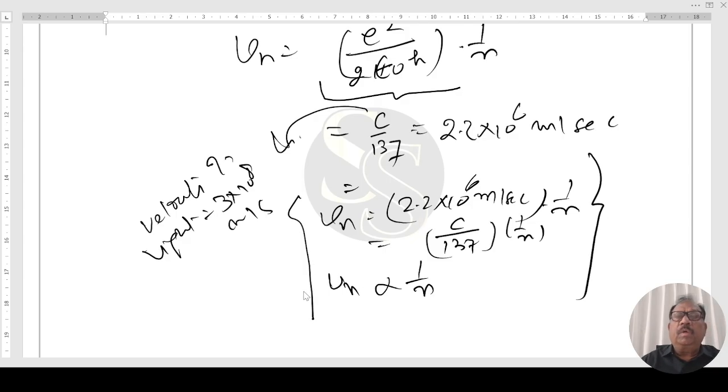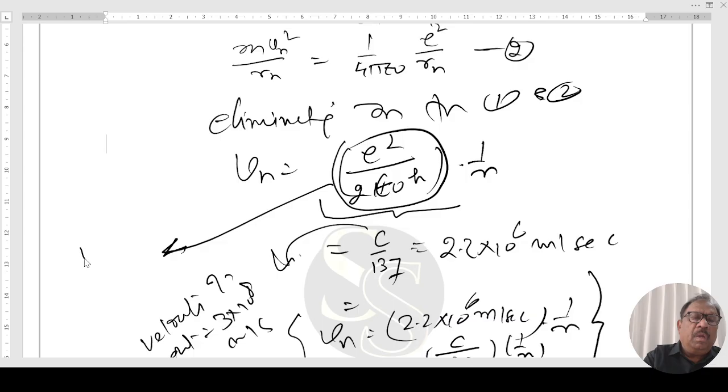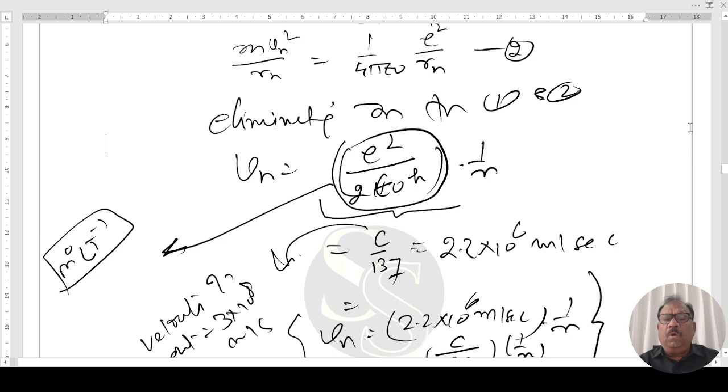Questions have often asked, what is the dimension of this? The dimension of this will be equal to L T minus 1 M0, because it is the velocity. Now, the expression for energy.